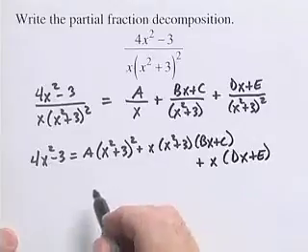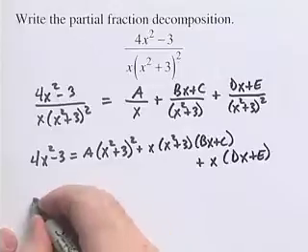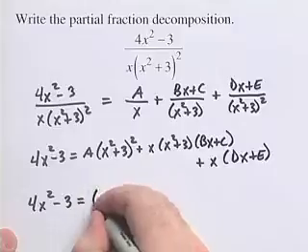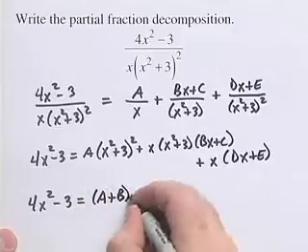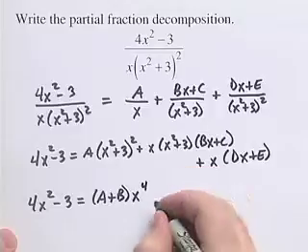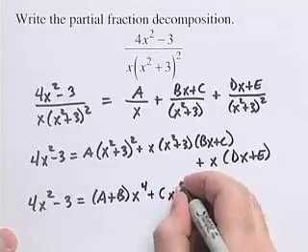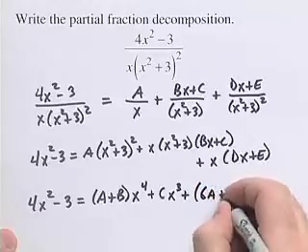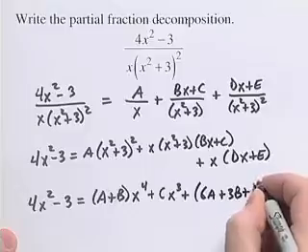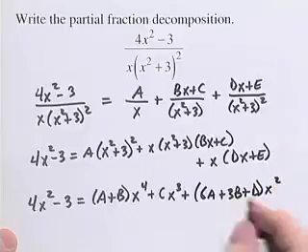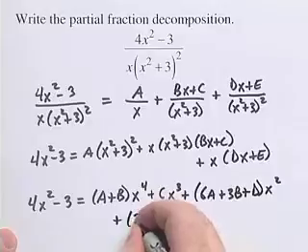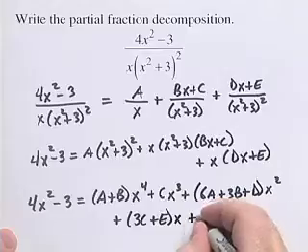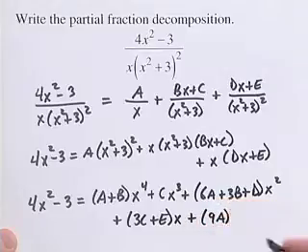Now we need to collect like terms. When we do that, we're going to get an equivalent equation. 4x squared minus 3 is equal to (a plus b) times x to the 4th, plus c x cubed, plus (6a plus 3b plus d) times x squared, plus (3c plus e) times x, and plus 9a, which would be our constant.